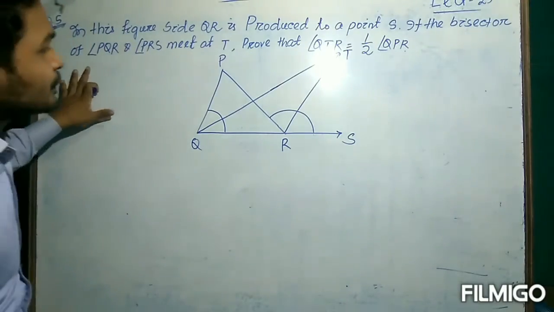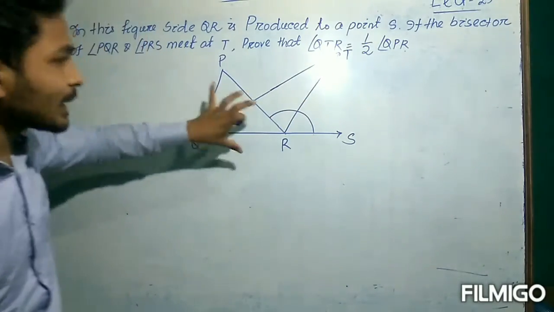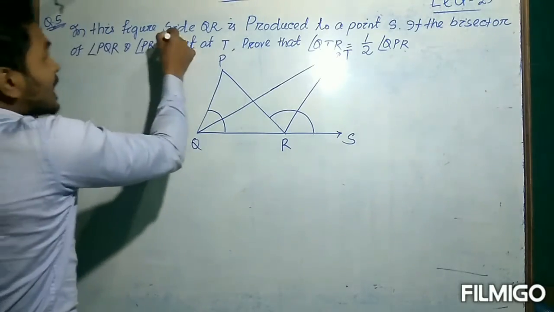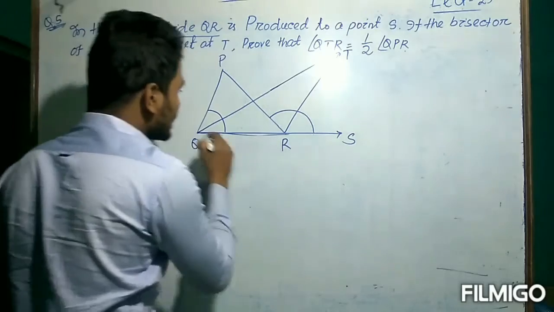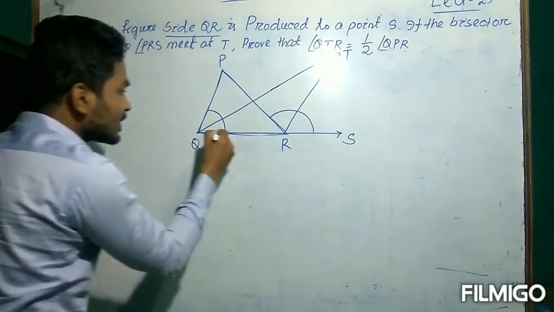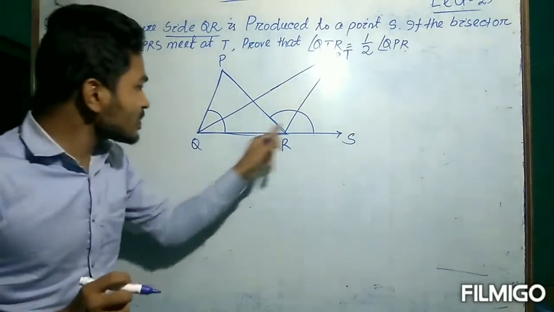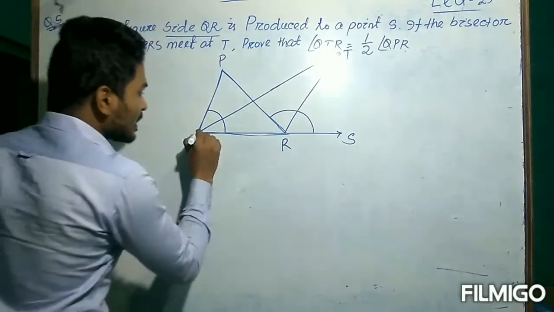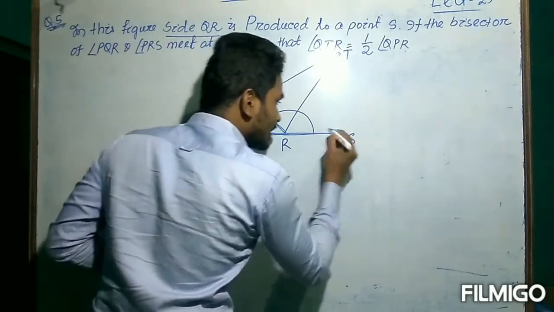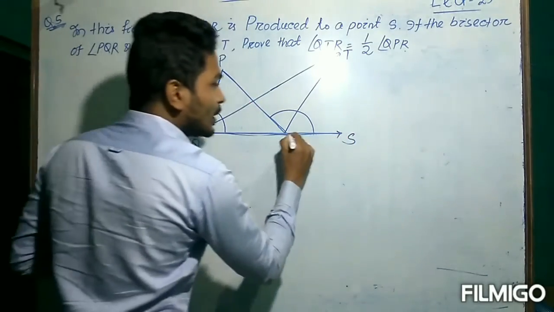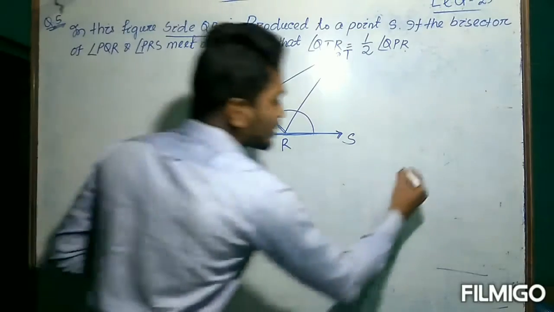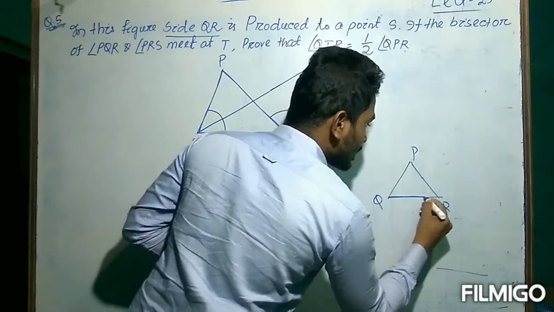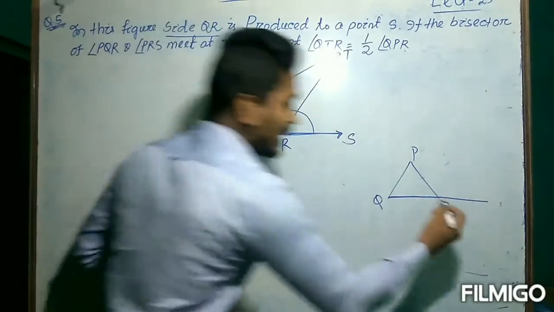So here is the first question. It is a figure, and some data are given regarding this figure. It is given that in this figure, since PQR is a triangle, the side QR is produced to a point S. That means this side is being produced towards the right hand side up to S, like this.